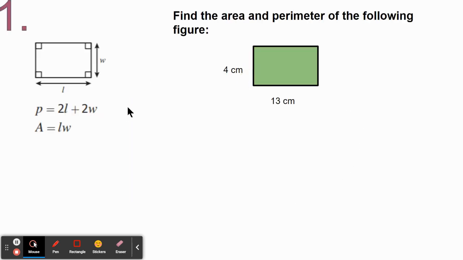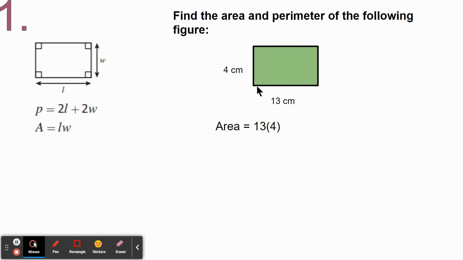Okay, so number one, we're going to find the area and perimeter of the following figure. So if you check, this is our figure here. We have the formulas for all the area on your formula sheet. So let's find the area first. So the area of a rectangle is length times the width. So we just have to identify those things. So the length is 13 centimeters and the width is 4 centimeters.